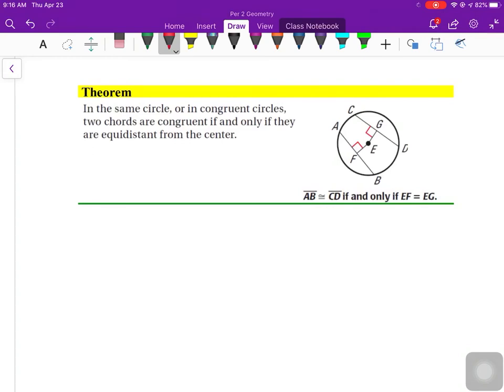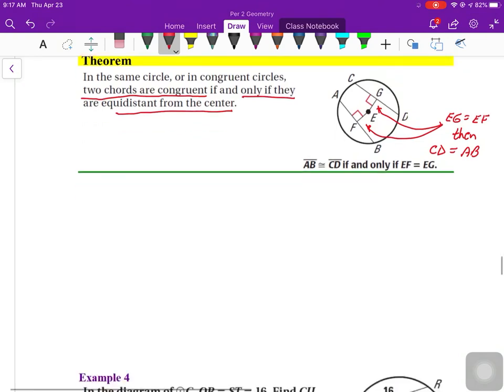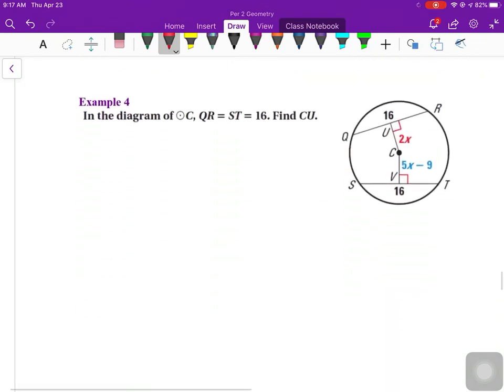The next new concept says in a circle, in the same circle, or in congruent circles, two chords are congruent only if they are equidistant from the center. So if these two are the same, EG equals EF, then we know that the chords CD will equal AB. Let's take a look at a problem that we use this on.